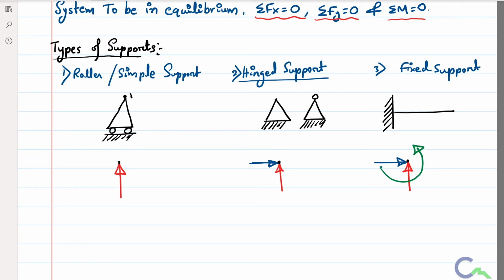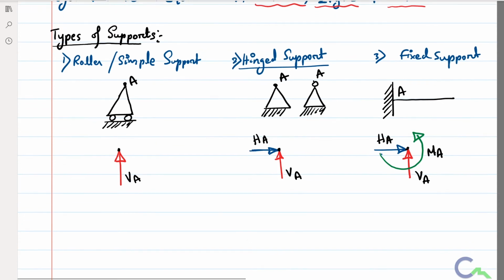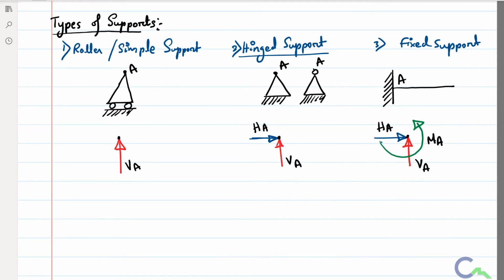If I say this is point A, the reaction will be denoted like this: vertical reaction at A and horizontal reaction at A. In the same way for fixed support: vertical reaction at A, horizontal reaction at A, and moment at A. So I will give some examples for these reactions.